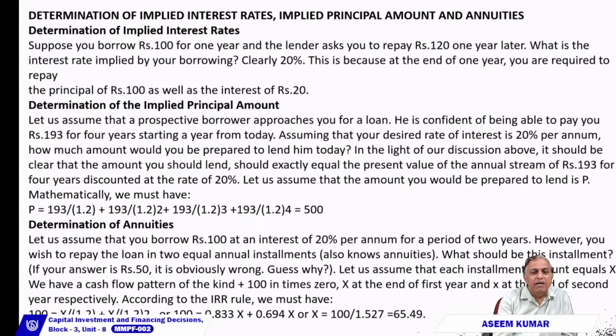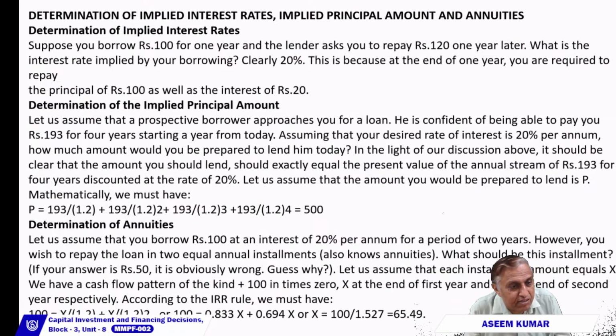So, we get 500 rupees which you invest 2 years or 4 years back. Now, if you pay 193 every year, the base amount you are going to give today is 500.